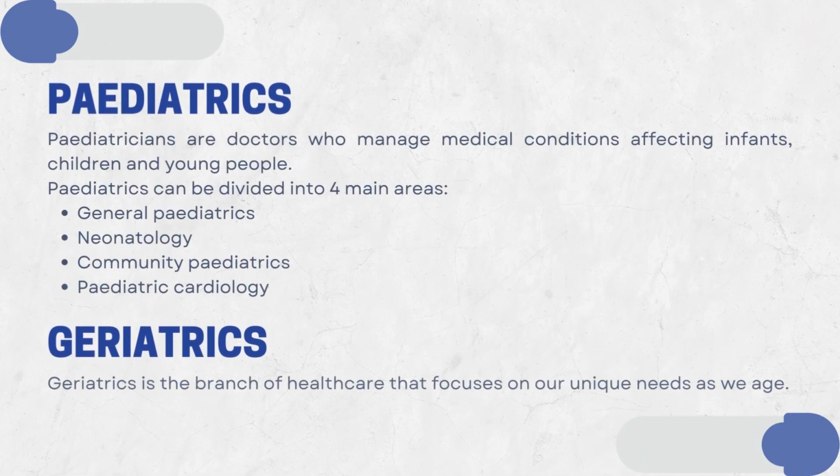Pediatrics. Pediatricians are doctors who manage medical conditions affecting infants, children and young people. Pediatrics can be divided into 4 main areas. General pediatrics, a hospital role covering children from birth to the age of 16. Most pediatricians have this generalist role. Neonatology, this role specializes in looking after newly born babies. It is usually based in an intensive care unit looking after premature babies or those with problems at birth.